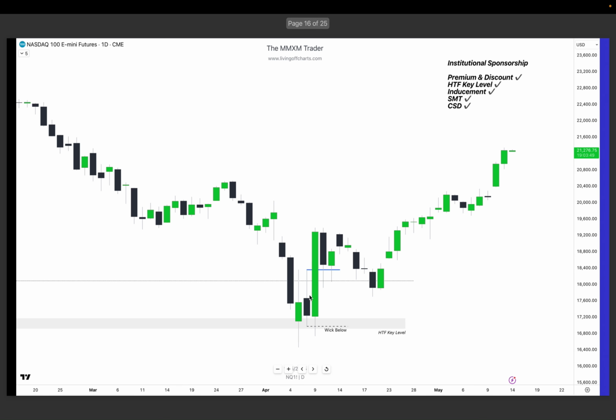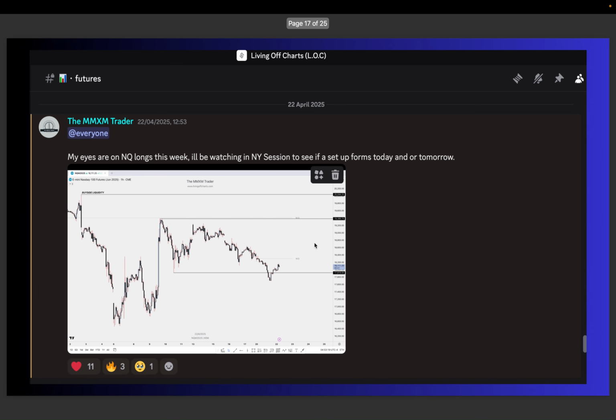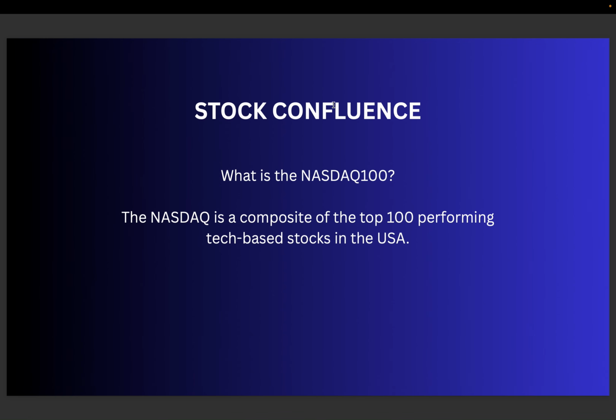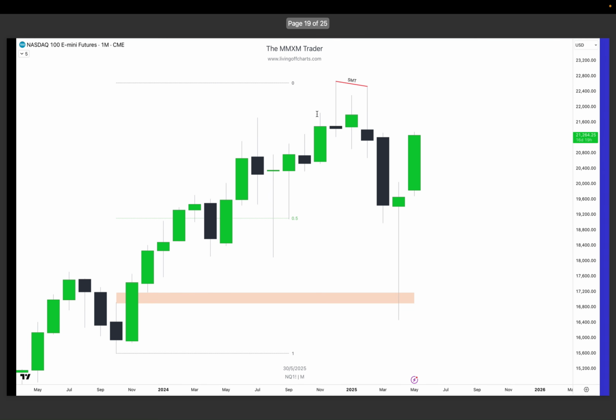Then what we see is a wick below this candle here. So these are bullish signatures coming into the market. We're wicking below candles' lows and we're closing above candles' highs. Those are bullish signatures. Stock confluence, right? So what is the NASDAQ 100? The NASDAQ 100 is a composite of the top 100 performing tech-based stocks in the US. And why this is important, I'll explain right here, and how I use that understanding to call the move here, right? So we'll start off with a bearish example here.